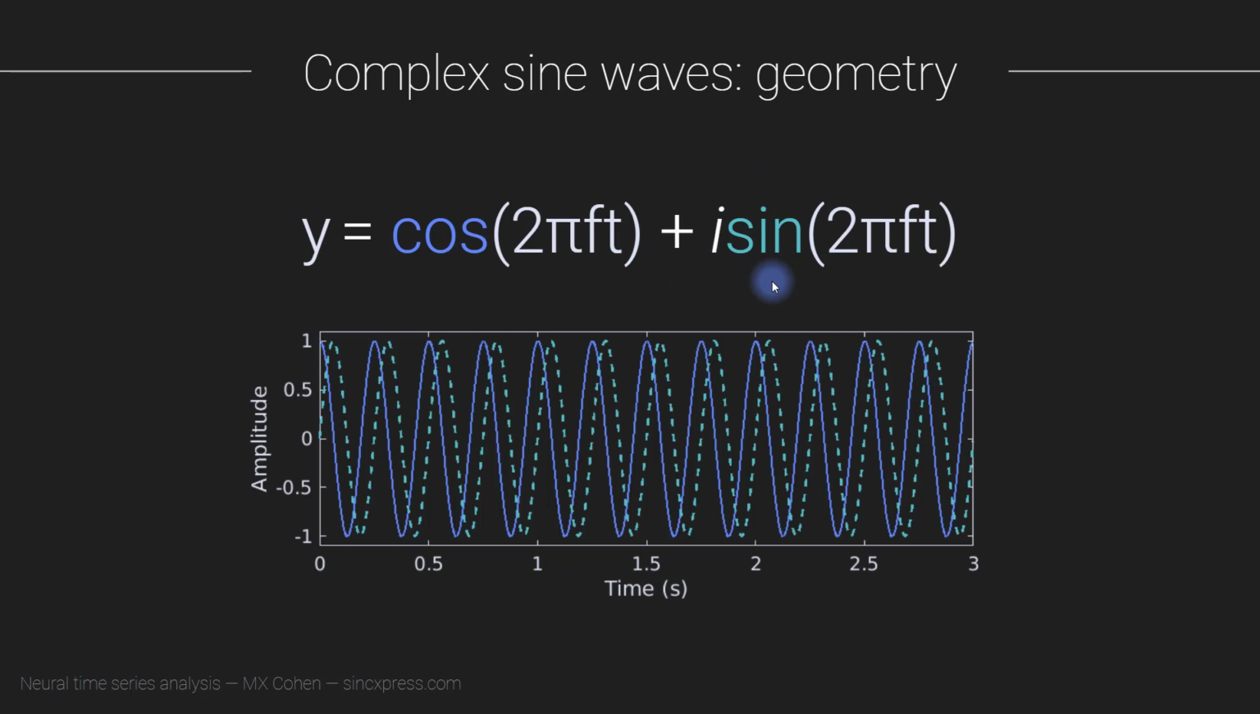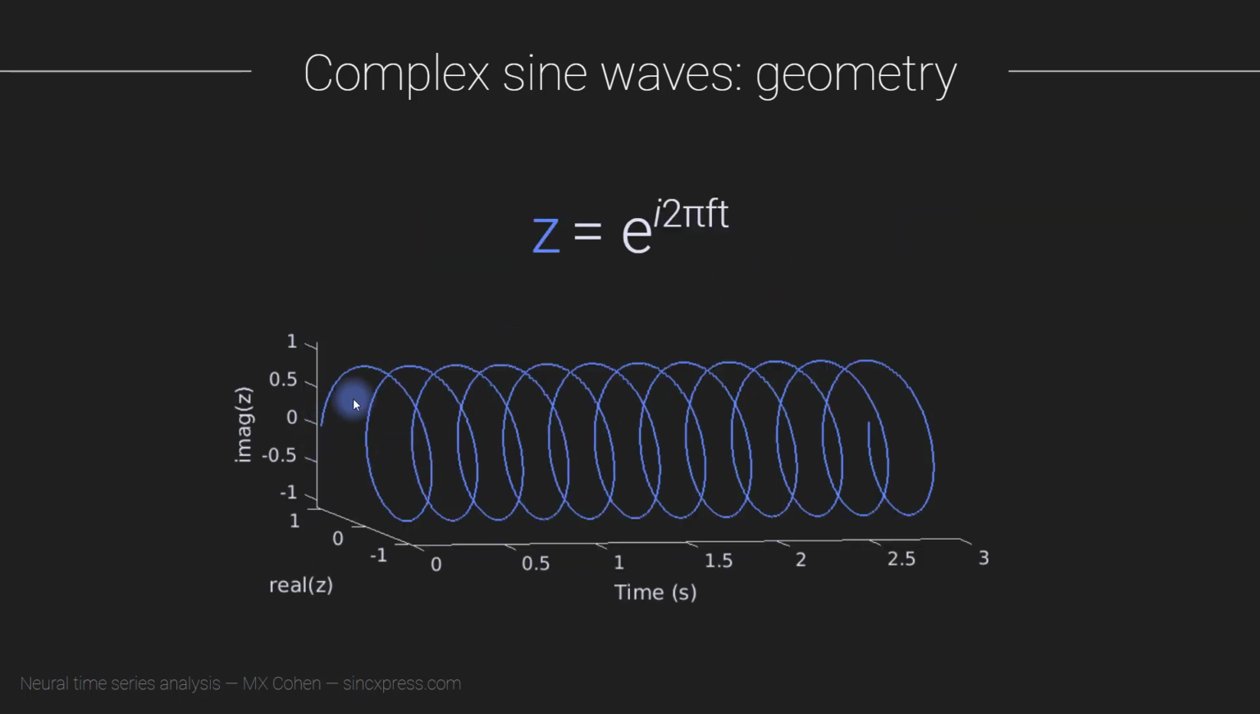So therefore, the best way to conceptualize and to visualize a complex sine wave is something like this. So we have a three-dimensional plot. So we have time on the x-axis, the real part on the y-axis, and the imaginary part on the z-axis. So you can imagine this is like a slinky, like a corkscrew. So it starts off here, and then it's moving through time. As time increases, this complex sine wave is spinning around and around. So this is really the best way to visualize a complex sine wave.